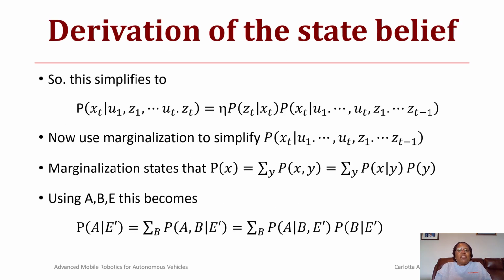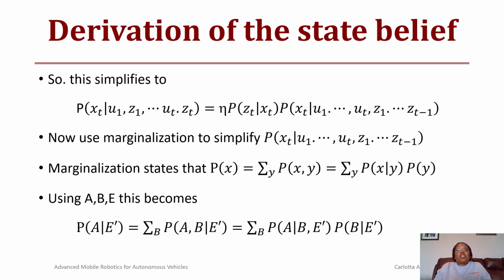So we can now simplify this to be the probability of the current state xt based upon u1, z1 to ut, zt, the previous actions and measurements, is now just eta times the probability of the measurement t given xt times the probability of the state t given u1 to ut and the measurements z1 to zt minus 1. Now we need to do another simplification by using marginalization to simplify the probability of the state xt given the controls u1 to ut and the measurements z1 to zt minus 1.